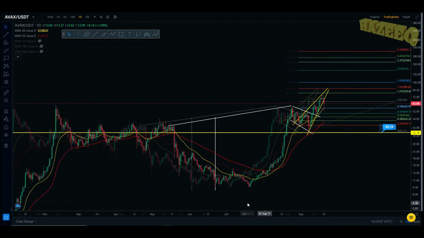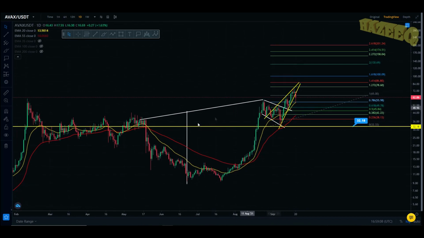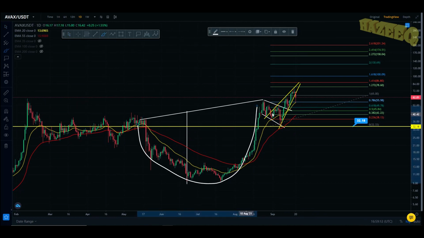So we do have this large cup and handle pattern at play. If you can't see it already, this is the cup, okay? And this is the handle over here. These two lines are the handle, that downward channel, that is usually the handle, okay?